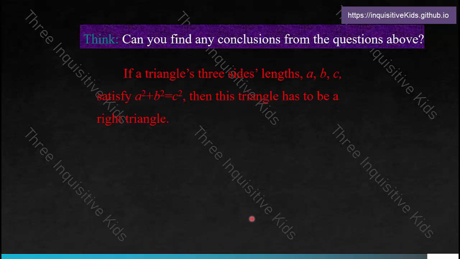If a triangle's 3 side lengths, A, B, C, satisfy a squared plus b squared equals c squared, then this triangle has to be a right triangle.